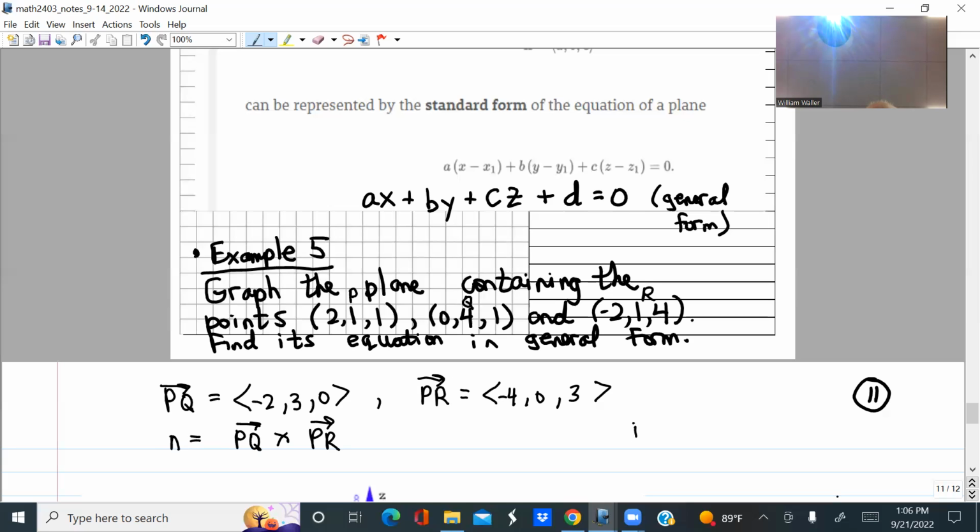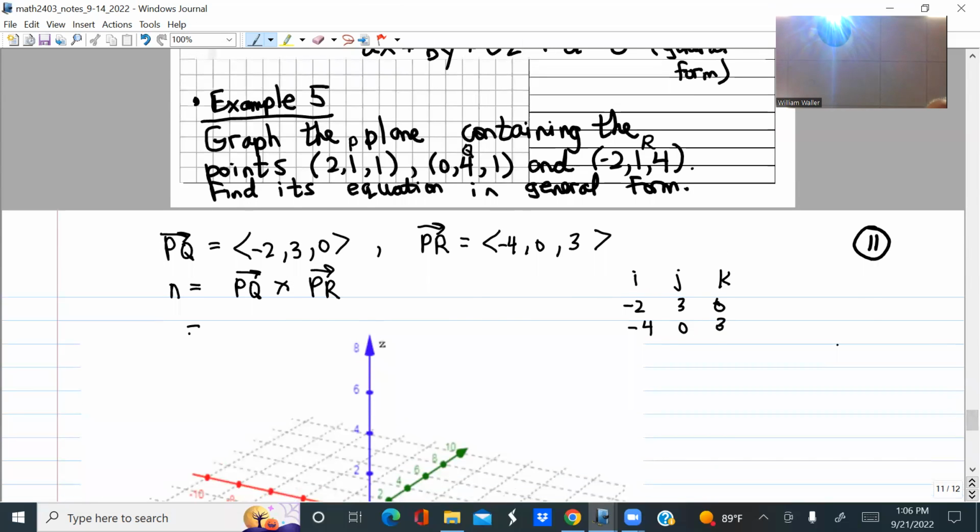Let's see if we can do the cross product really quickly. So i, j, k, and then minus 2, 3, 0. Love those zeros when we're doing cross products. And then minus 4, 0, 3. So what are the coefficients in that cross product? Wipe out this column, so you get 3 times 3 minus 0 times 0, which is 9. Then wipe out the next one. Don't forget you're subtracting this one.